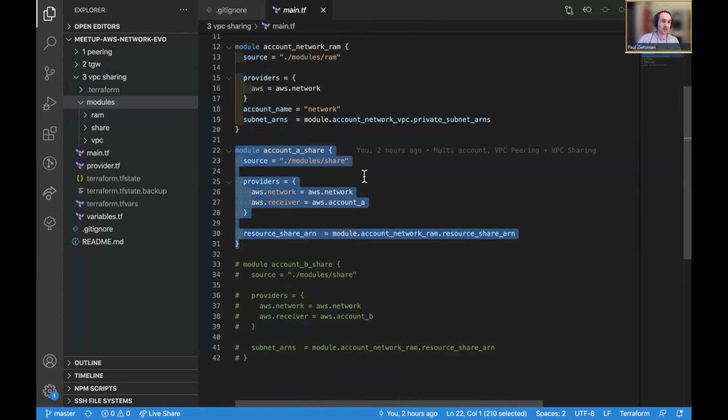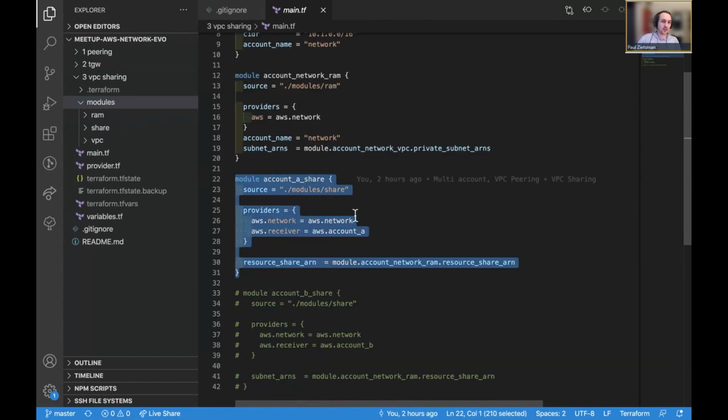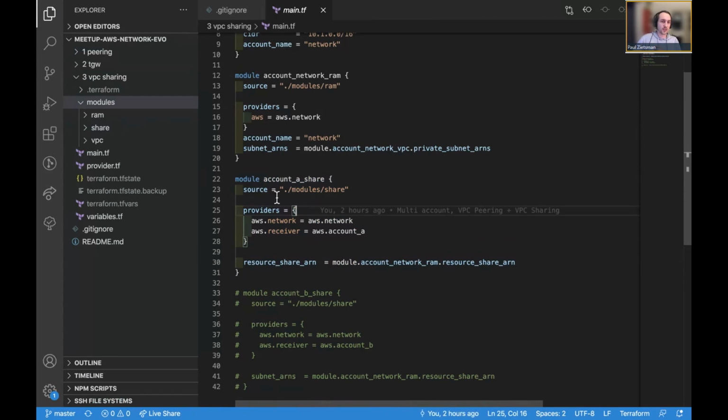Then if I actually want to share this out to someone, and there I commented it out, but here you can have this module deploying stuff in a networking account, and deploying stuff in the receiver account. So this provider is pretty interesting, and a lot of people don't know, this kind of confuses them a little bit. So this is the resource share I want to share.